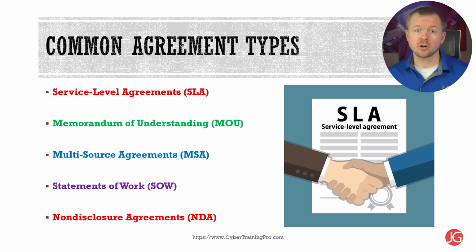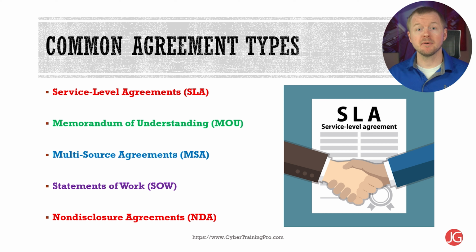Whether you're dealing with a third party outside the organization or a department within your organization, there are several common agreements that you need to be aware of. First is a service level agreement, or an SLA, which is between a customer and a service provider that documents the scope, the quality, and terms of a service to be provided. For example, with an internet service provider, you'll see how much bandwidth you're guaranteed and the uptime of services that you're guaranteed.